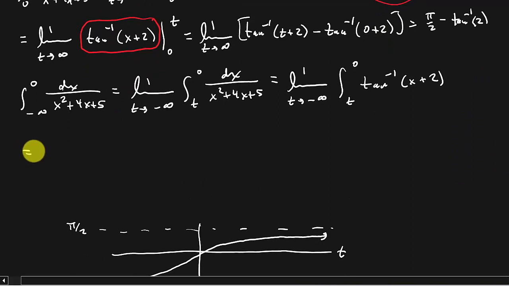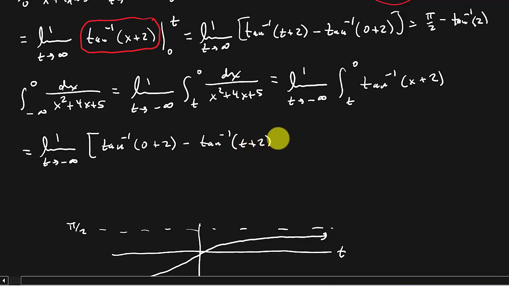Okay, so now this is going to give us the limit as t goes to negative infinity of inverse tan of 0 plus 2 minus the inverse tan of t plus 2. All right. So this is going to give us inverse tan of 2 minus, now what is this?